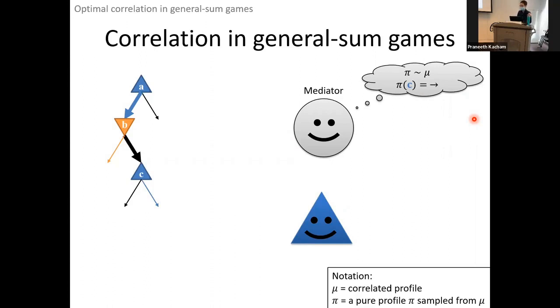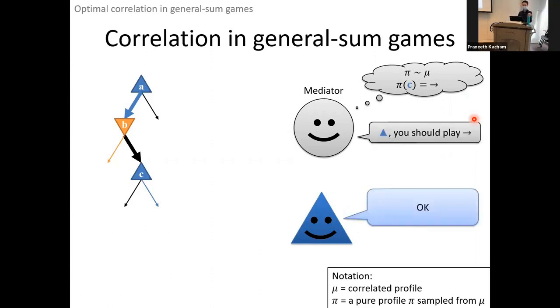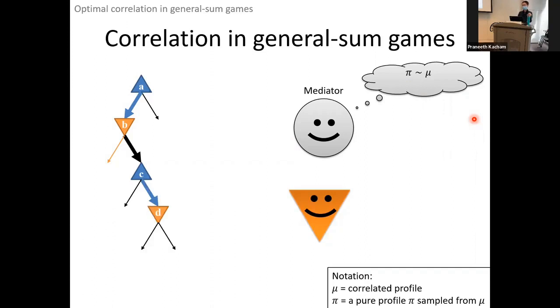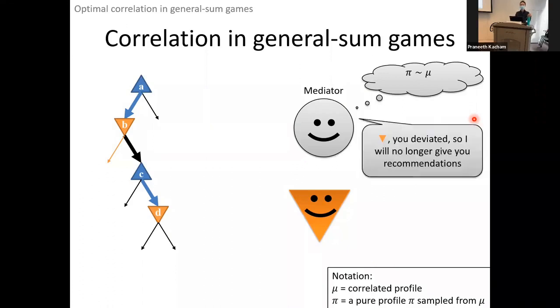Now it's blue's turn again. Mediator might say, blue, you should play right. And blue might say, okay. And then we reach this node. And at this node, orange has already disobeyed a mediator command. And the rule that we will instate is that once a player deviates, they no longer receive recommendations. So here, orange no longer receives a recommendation. Orange is sad because they don't get a recommendation, but they still have to pick an action. Let's say they go right. And let's say the game ends.